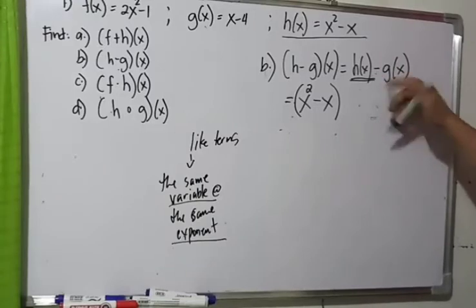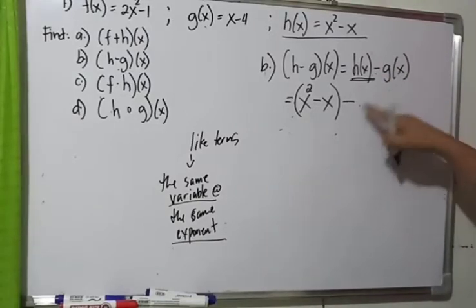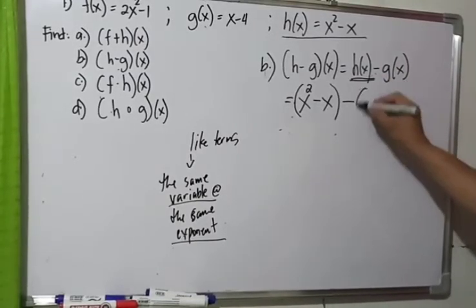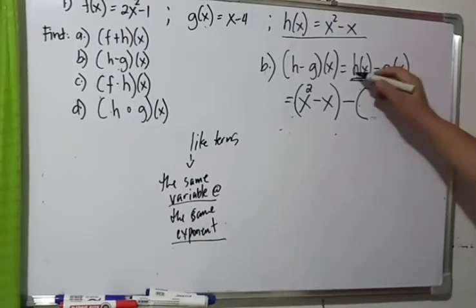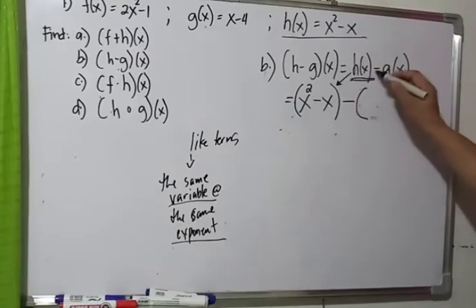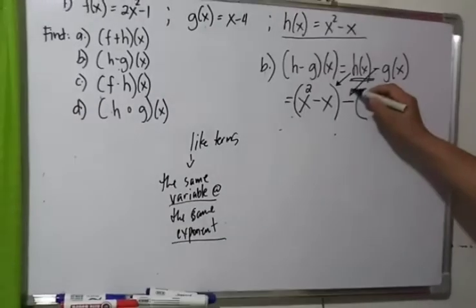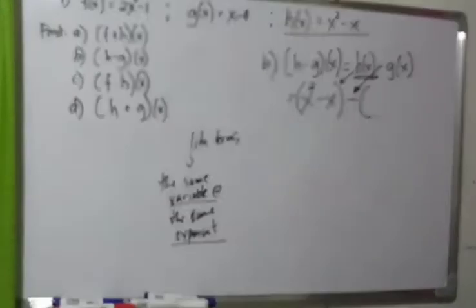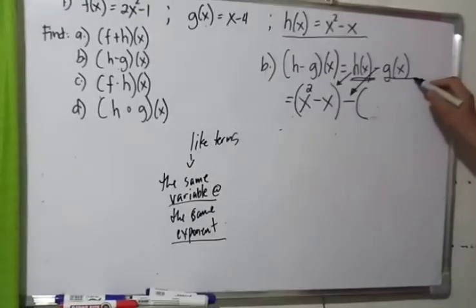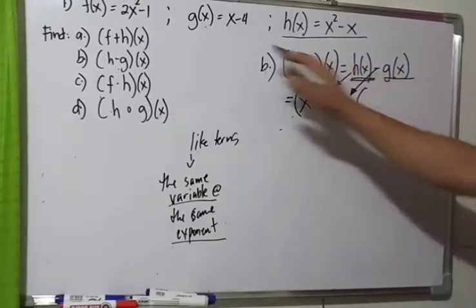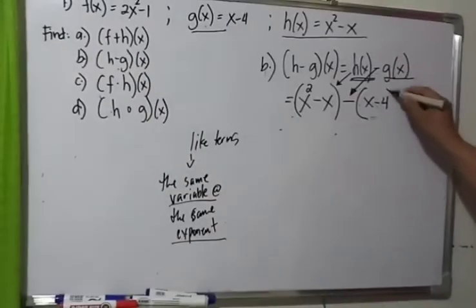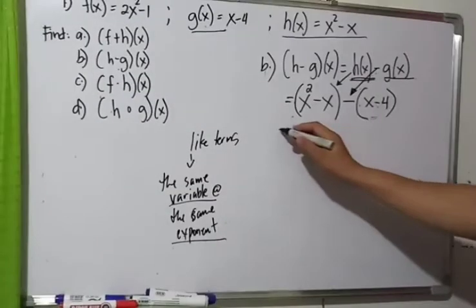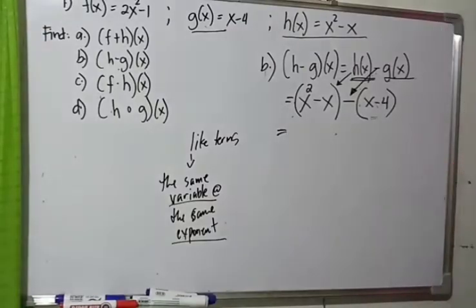Then, subtract, or difference, subtract the value of g of x. Ano yung value ng g of x natin? Ito yung value ng h of x. Ito yung sign natin, difference. Then, ano yung value ng g of x? So, ang value ng g of x is x minus 4. Okay. So, then, simplify. Simplify natin ito.